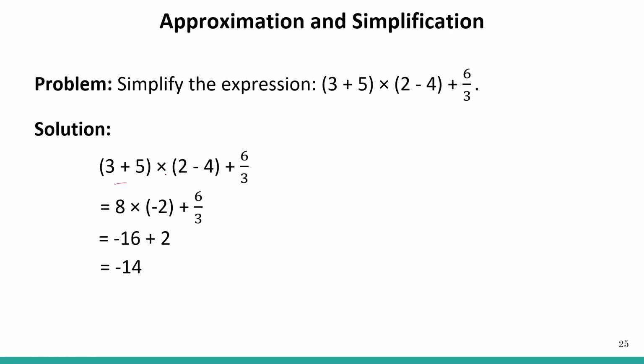So 3 plus 5 into 2 minus 4 plus 6 by 3. First we go for BODMAS. Yes. First we go for brackets. So we solve the brackets, right? So then we go for exponents. There are none. And then we go for division. So we solve the division. Then we search for multiplication and we do it. So multiplication is done right here. And what happens next is we add the numbers and subtract the numbers that are there. So we are left with minus 14.